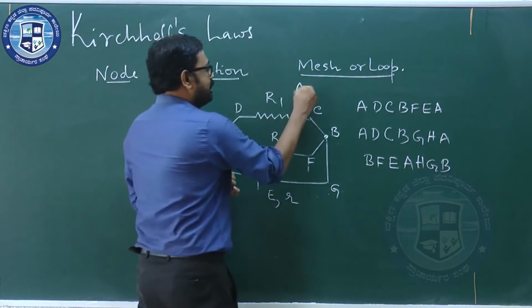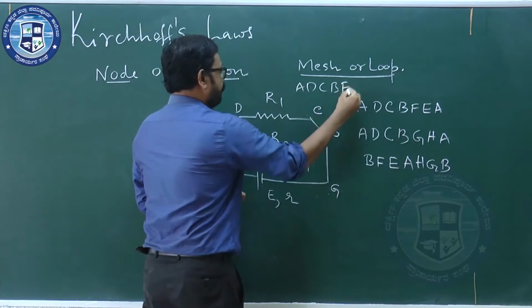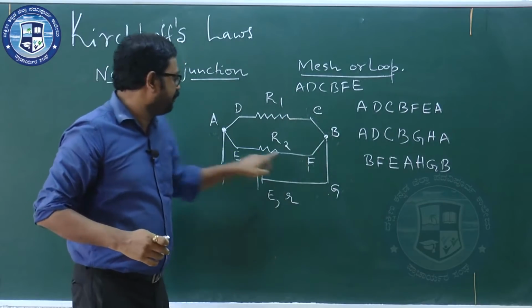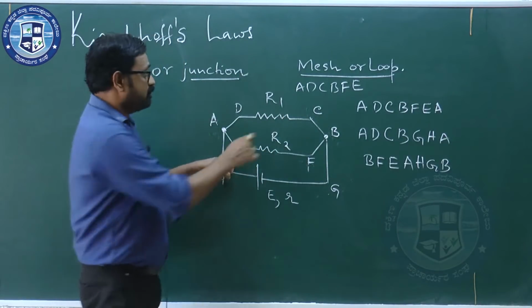Suppose if I say A, D, C, B, F, E, is it a mesh? Obviously not, because it is not a closed path.